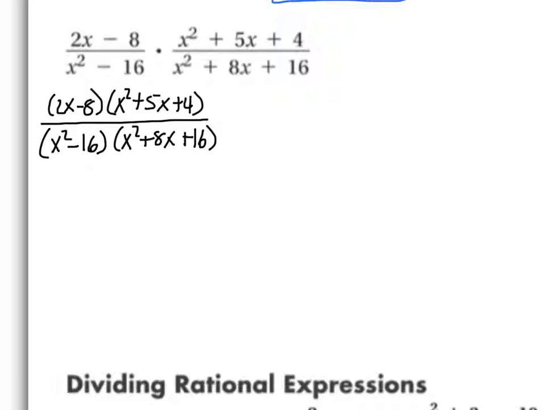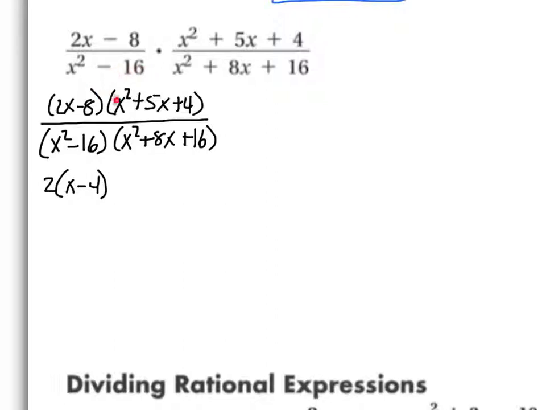So now I've got them multiplied together. It's one big fraction. Now we've got to reduce our one big fraction. And the way we do that is by factoring everything. So looking at our first binomial here, is there anything we can factor out of 2x minus 8? A 2, yeah. This is going to be 2 times x minus 4.